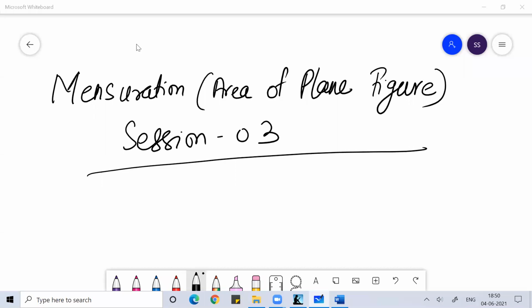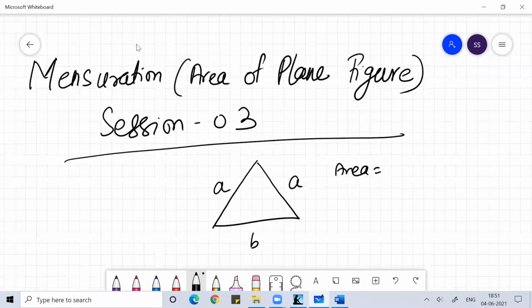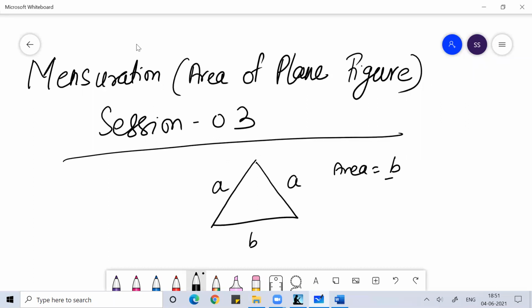So yesterday we were discussing the concept regarding the area of an isosceles triangle. Can you just quickly remind me what was the formula for the area of an isosceles triangle if these two are the common sides having equal value and b is the base? So what is the formula of the area of this isosceles triangle? b by 4 root of 4a square minus b square.